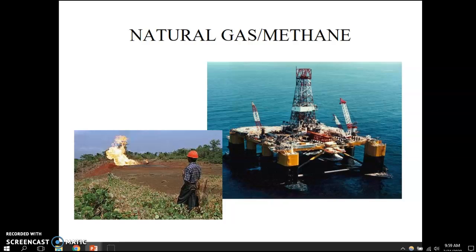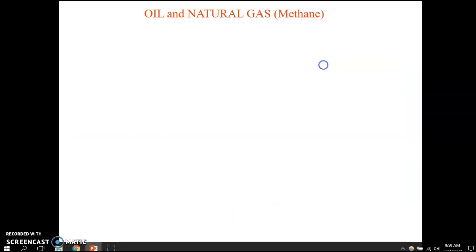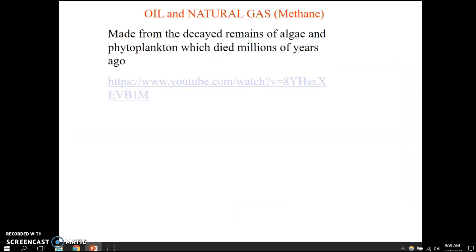Natural gas and methane are the same thing. I want to make sure that you understand that. And with oil and natural gas, unlike coal, which was just plant material, these were made from the remains of both algae and phytoplankton, which died millions of years ago. So you have a little bit of those marine animals and also algae.